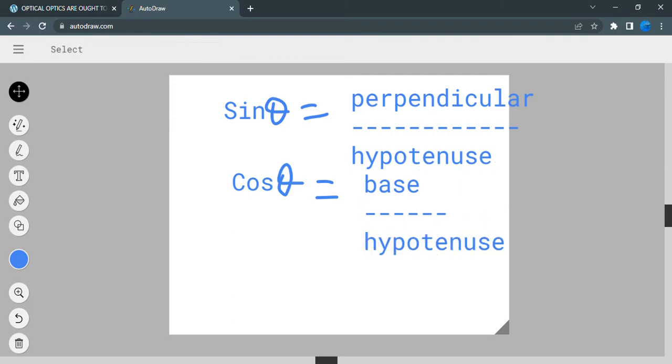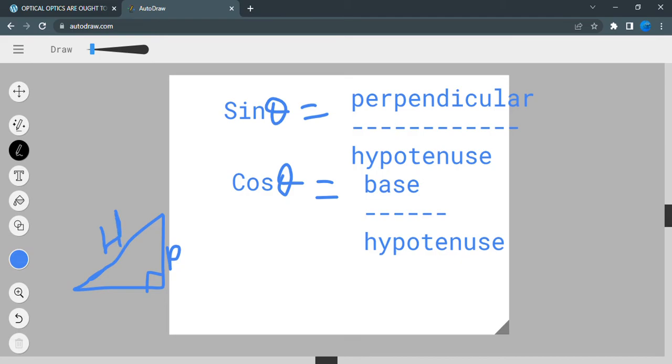But you might also wonder what perpendicular, hypotenuse and base are. These are the lengths of some sides in a right angle triangle. So this is a right angle triangle. Here P is the perpendicular, and this is the hypotenuse. Hypotenuse is the side opposite to the right angle, and this is the base.